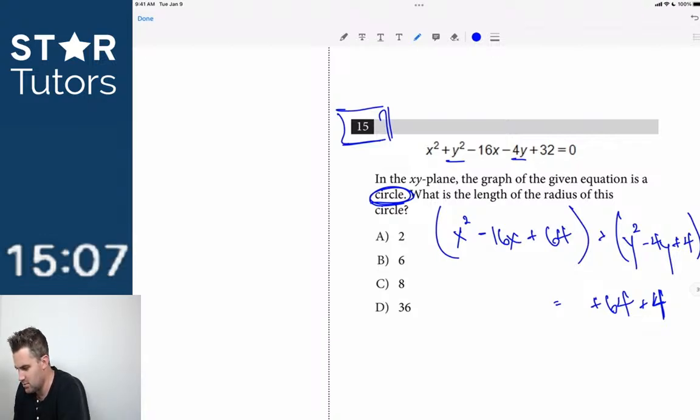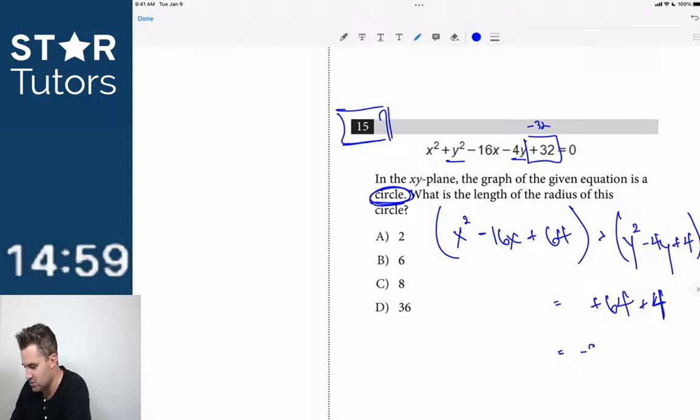And then we have plus 32, right? So plus 32, so we get 64 plus 4. I'm going to subtract the 32 on the other side, so this should be negative 32, because we want all of our constants on one side, plus 64, plus 4.